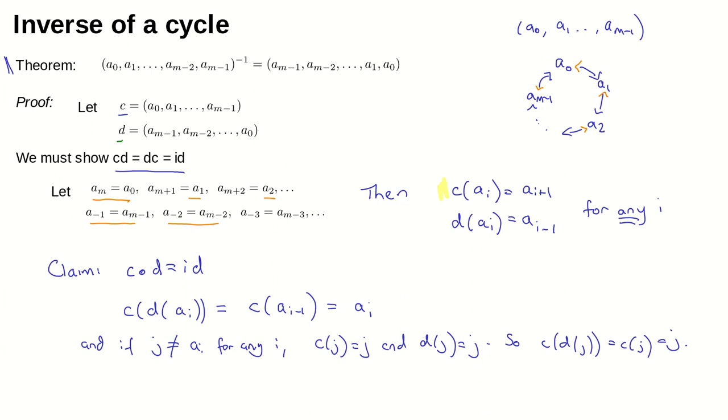It doesn't change anything. If you do the exact same argument with C and D swapped, you'll find that D composed with C is the identity. So we've finished our proof because we've shown that both compositions, C composed with D and D composed with C, are equal to the identity function. So this is useful. It gives us an easy way to find inverses of functions which are given to us in cycle form.